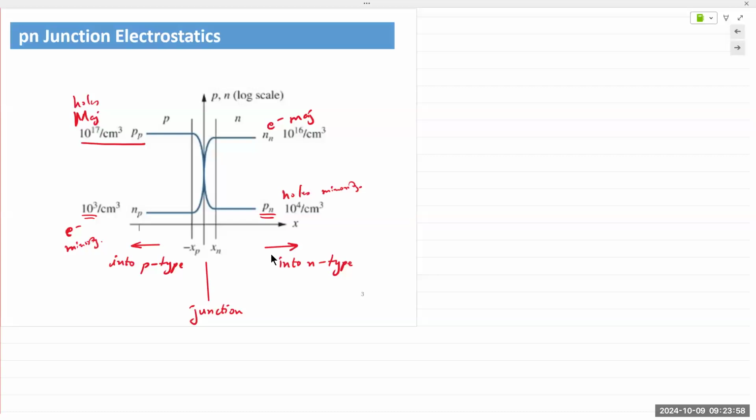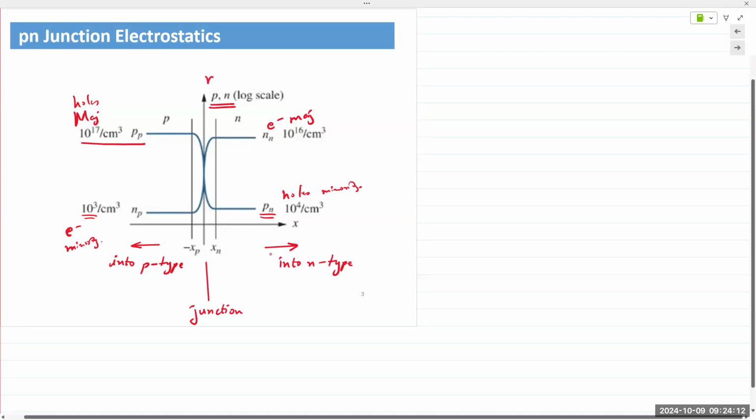Now, close contact, yes. No, up is basically just the number of carriers. So this is simply the number of carriers. P is the number of holes and N is the number of electrons.